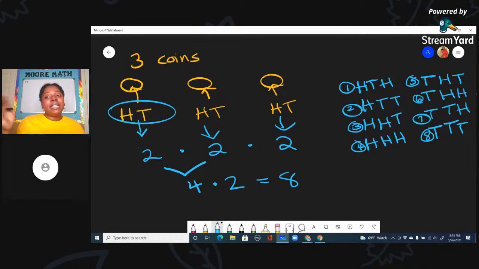So if they say listed, whatever's on your right here, that's what you would list. If they just say how many total possible outcomes, you can say, well, the first event is 2, the second one is 2, and the third coin is 2 possibilities. Multiply it all together, and I have 8 possibilities. Okay.